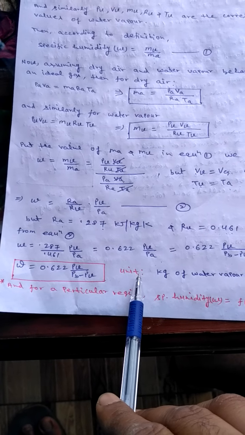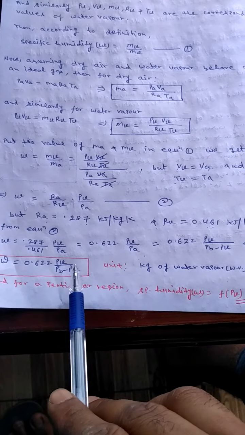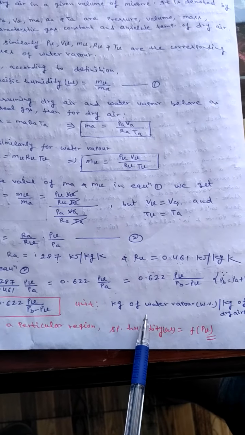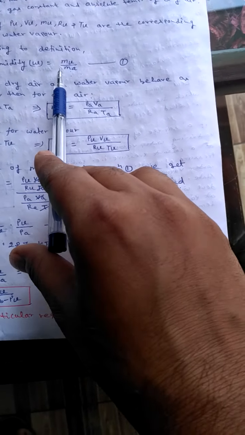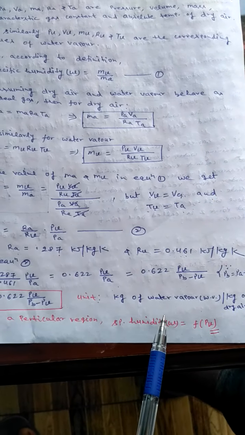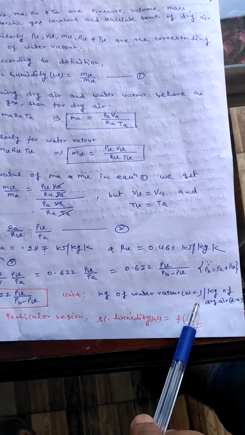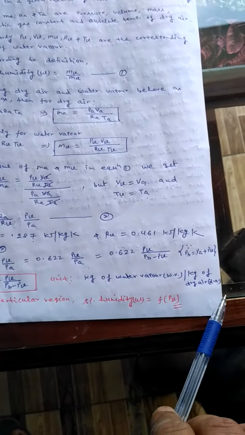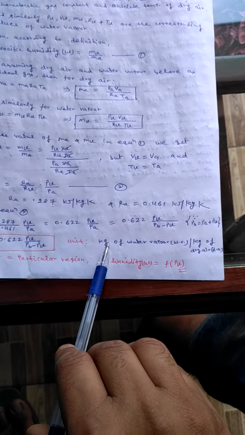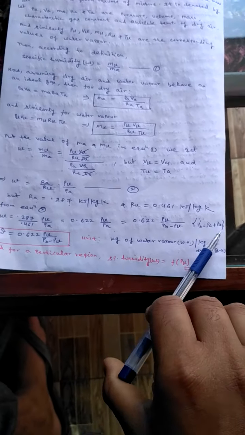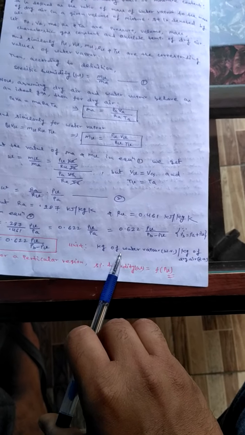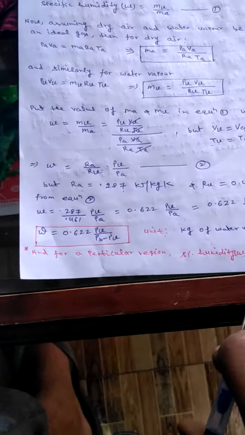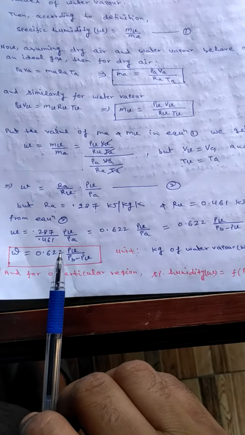If we write the unit of specific humidity, that is mv by ma, where mv is the mass of water vapor, so kg of water vapor, in short wv, per kg of dry air. So the unit of specific humidity is kg of water vapor per kg of dry air, or gram of water vapor per gram of dry air, we can write.